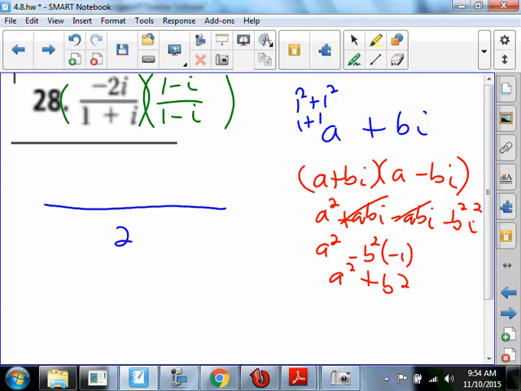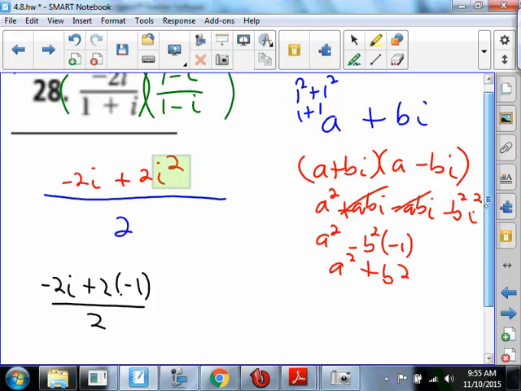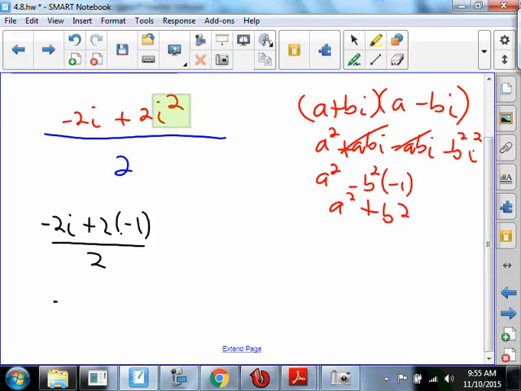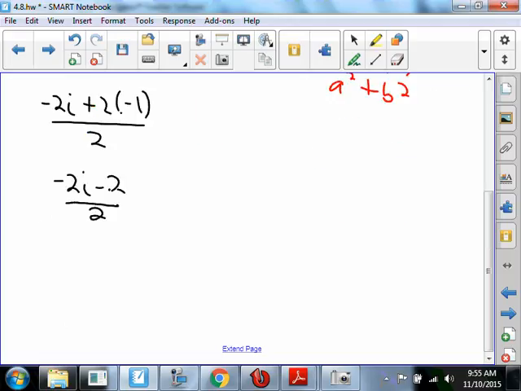The numerator just requires simple distributing. So -2i times 1 is -2i. -2i times -i is going to be plus 2i squared. Don't forget, i squared is -1. So what we're going to get then is -2i plus 2 times -1, still all over 2. So that's -2i minus 2 all over 2. Now that's not in the right form yet. Remember, we're trying to get it into the form a plus bi. So I'm going to switch things around a little bit. I'm going to write that as -2 minus 2i over 2.